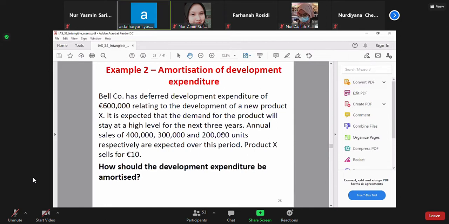Similar to our anti-vaccine, yes. So annual sales will be 400,000. This is expected, okay, 400,000 budgeted. 400,000, 300,000, 200,000 units respectively are expected over this period. So the selling price of the product is 10. How should the development expenditure be amortized?